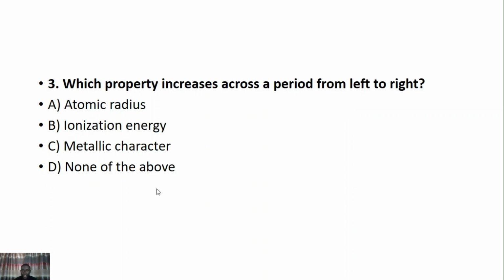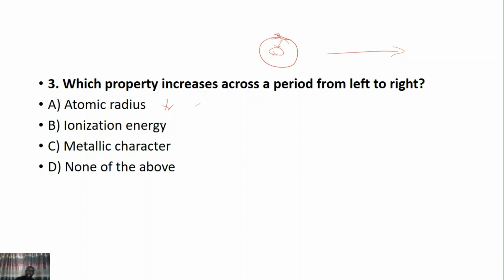Which property increases across a period from left to right? Atomic radius, that is not correct, because when you move across the period, you have the same number of shells, but more electrons and protons are being added. So the force of attraction between them increases, so the radius tends to decrease rather than increase.